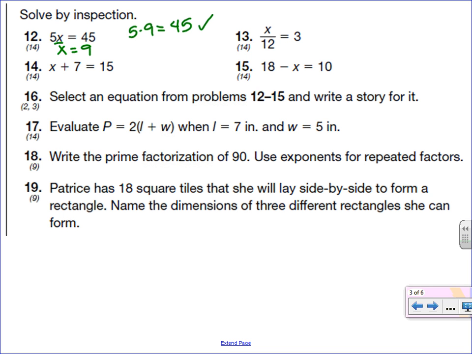Number 13. What number divided by 12 equals 3? Well, if I count by 12s 3 times, 12, 24, 36, it seems like 36 would be correct. So 36 divided by 12 equals, if I count again by 12s, 12, 24, 36, I get 3. So that one works out.